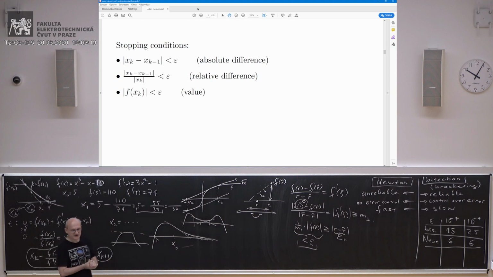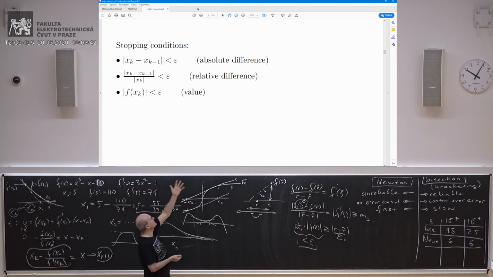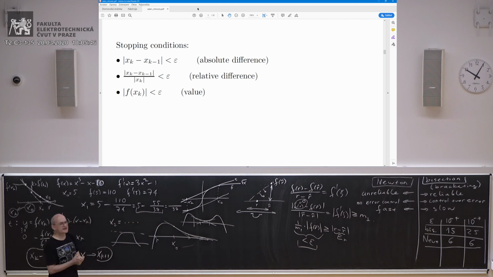Sometimes people work with relative difference. This makes sense if the approximations are really, really huge. It does not really work well if those approximations are close to 0. But sometimes people use relative difference. By the way, in books, people call it absolute error and relative error. But I don't think that's a good name because it suggests that it has some connection with the actual error of our solution. It does not have any connection with the error of our solution.